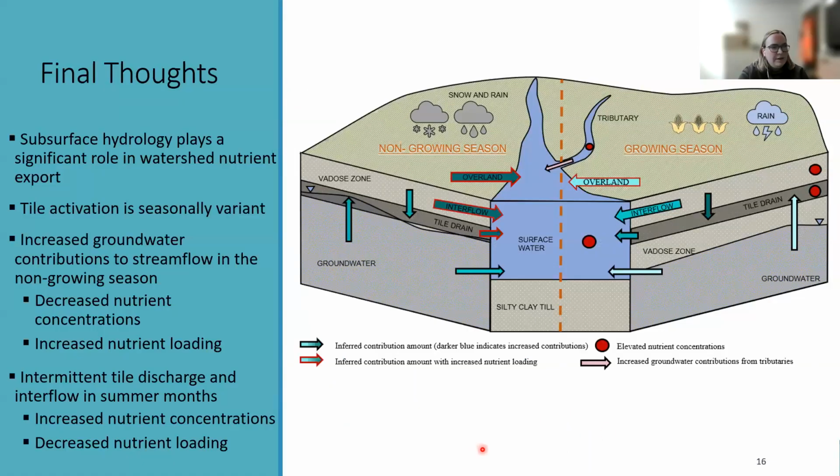Just some final thoughts and bringing everything together in the conceptual model. So we found that subsurface hydrology does play a significant role in watershed nutrient export. Tile activation mechanisms could be seasonally variant. In the non-growing season, we had decreased nutrient concentrations, but increased nutrient loadings, as well as possible increase in groundwater contributions to the surface water, either through the tile or a direct connection. And then in the growing season, we had increased nutrient concentrations with decreased loading and less of a groundwater contribution to the stream flow.